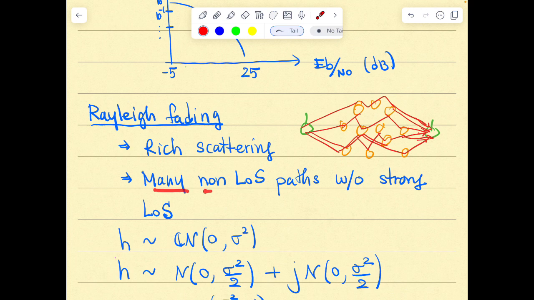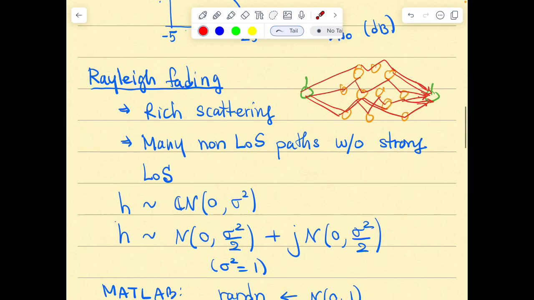You see that there's a lot of paths, right? There's many non-line of sight paths. All of these are not line of sight, so there's no direct path between the transmitter and receiver. So, many non-line of sight paths without a strong line of sight. This would happen when there's a lot of objects within the signal path.